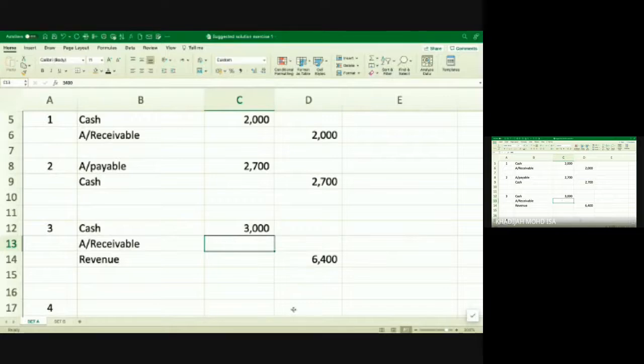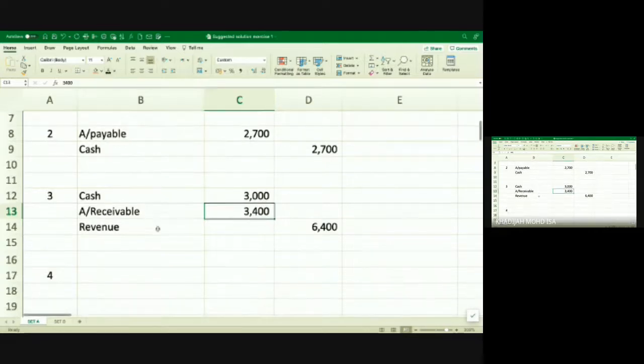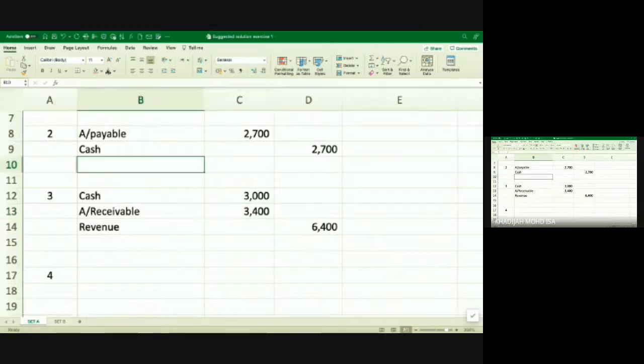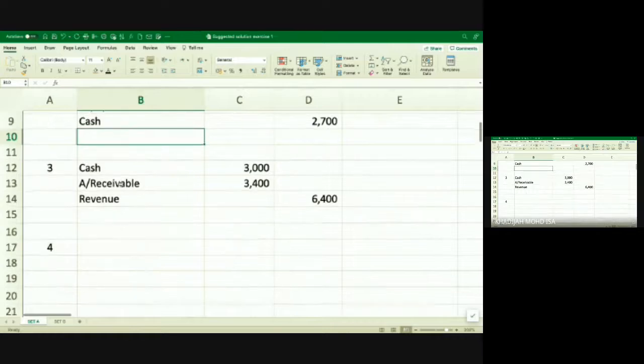Right? So it's the balance. So 6,004 minus 3,000. So you have accounts receivable of 3,400. So that's how you do it. All right. So I think that they also have this description here. No, they don't. Okay. So that's how you decide on the amount of your receivable here.